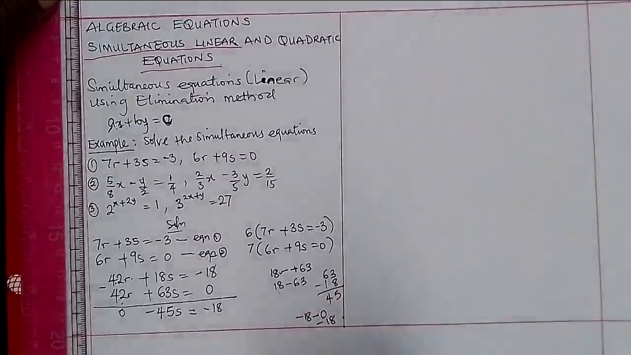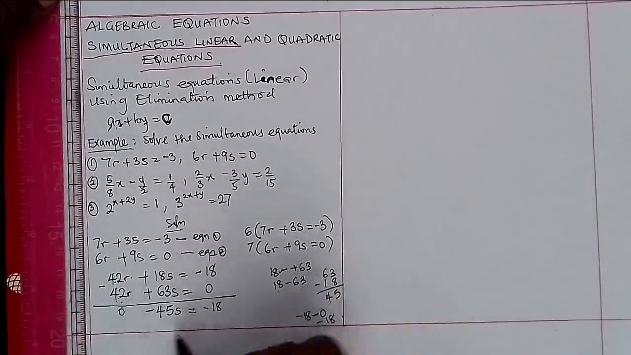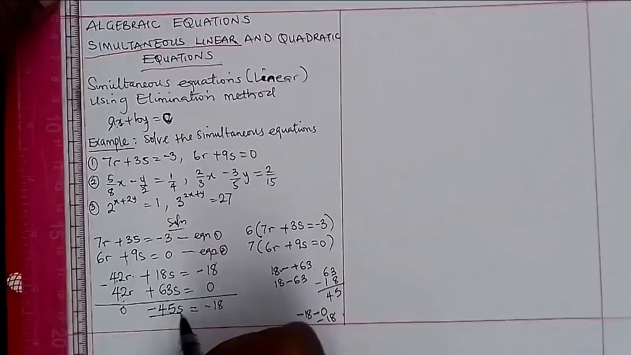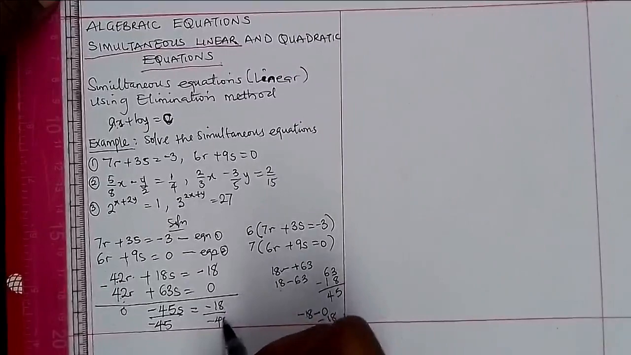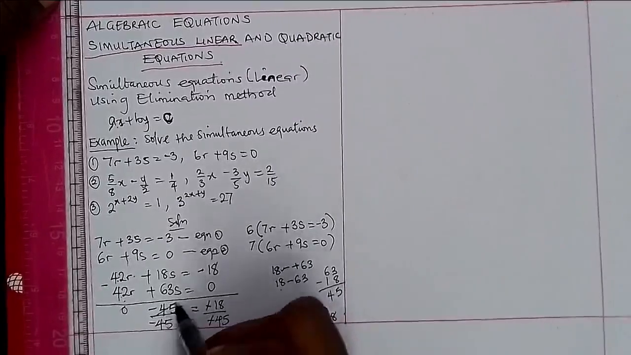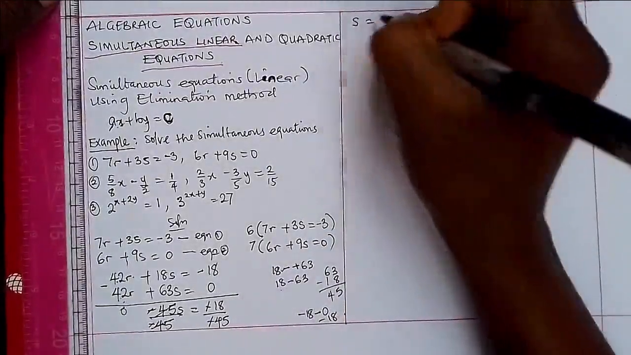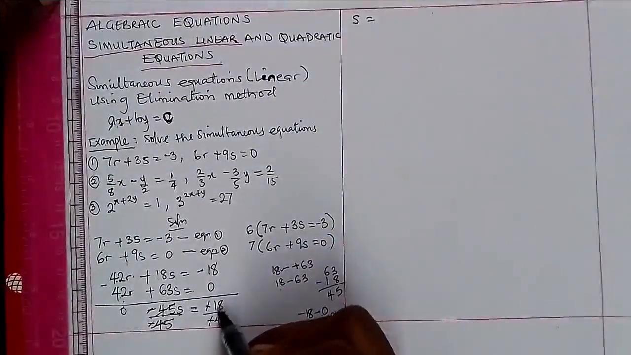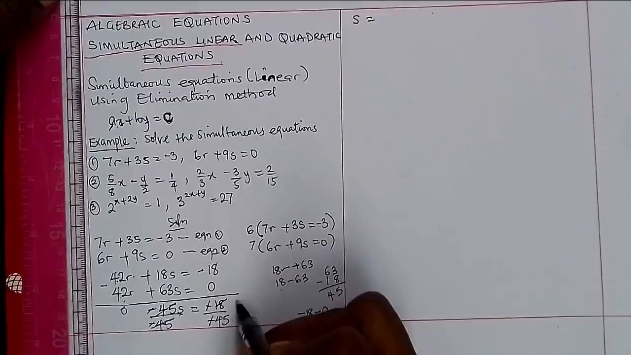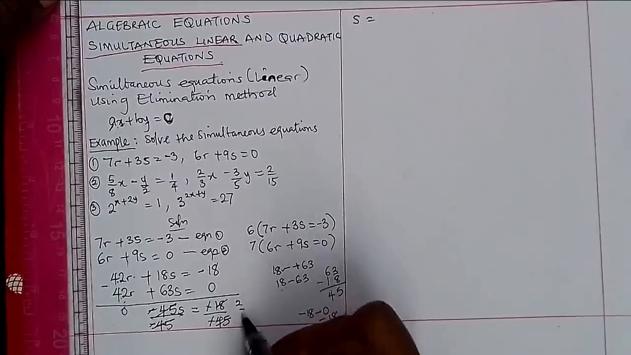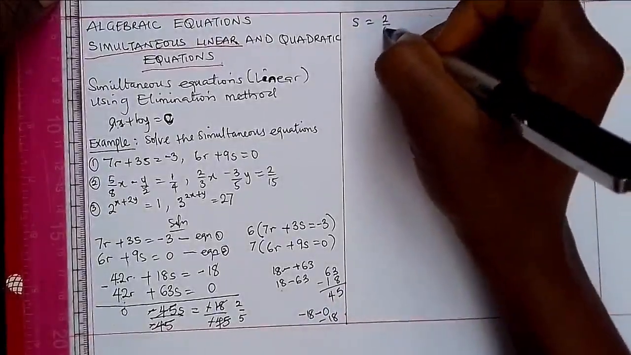We divide both sides by minus 45 to make sure s is standing by itself, to make s the subject. Minus goes with minus, and minus 45 cancels. So we are left with s equal to, what are we? Let's look for a number that can divide both 18 and 45. 9 divides 18 to give 2, and 9 divides 45 to give 5. So s is now 2 over 5.